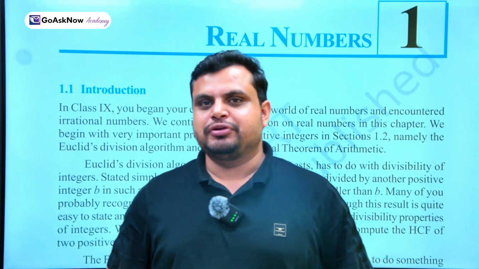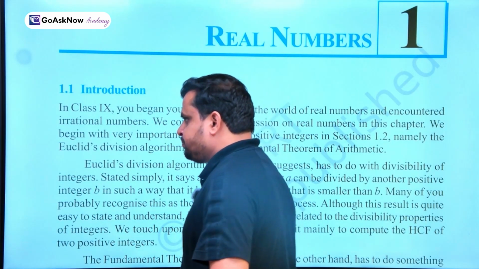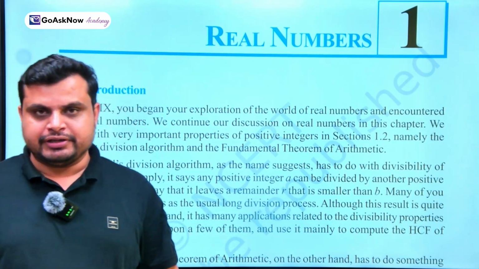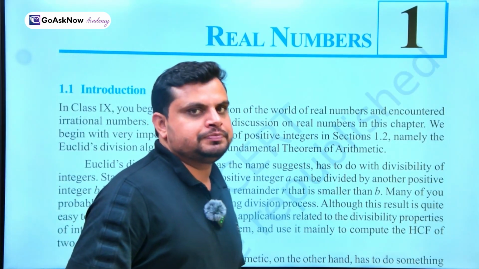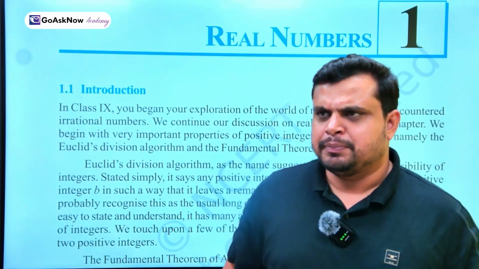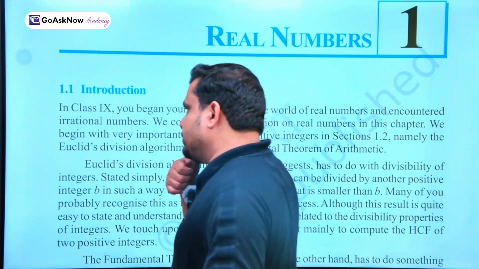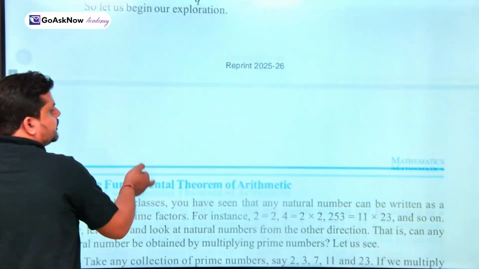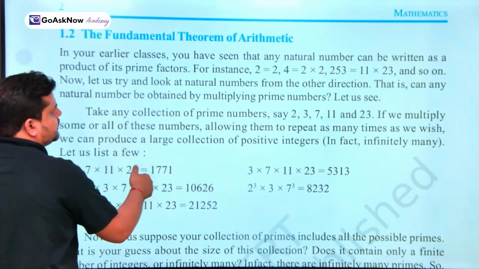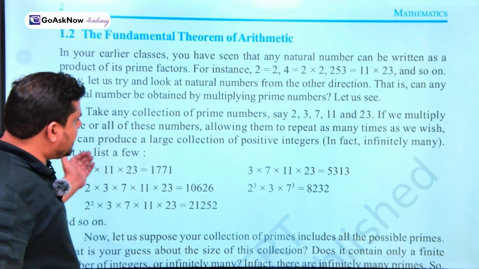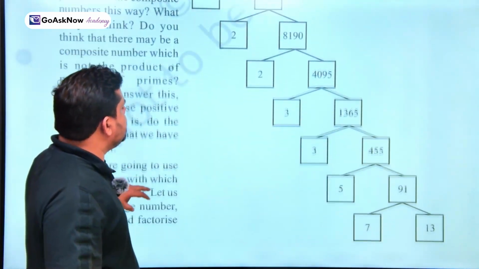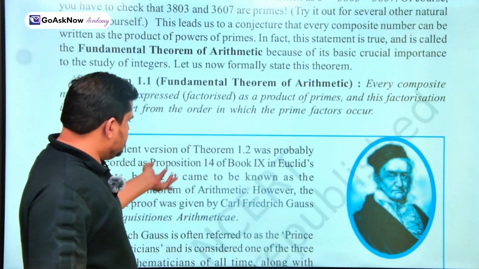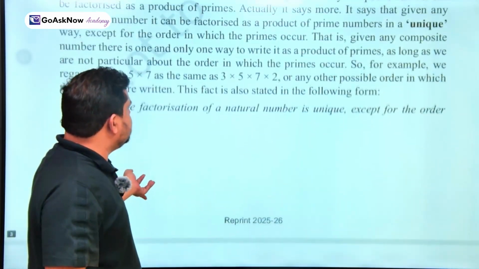In the last class, we were discussing real numbers, and in real numbers, we have learned multiple things. I have told you about the prime factors, composite numbers, about the fundamental theorem of arithmetic. And we have discussed how we can prime factorize a number. So these things we have discussed in our last lecture. We have covered everything.